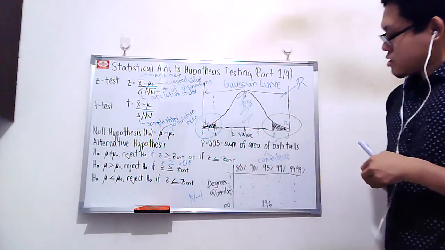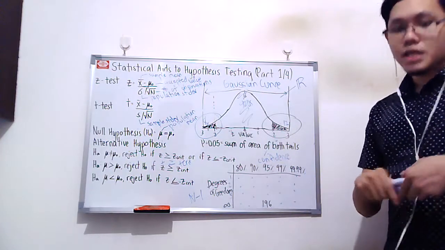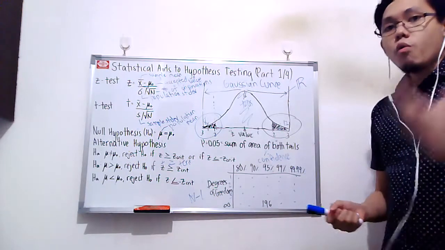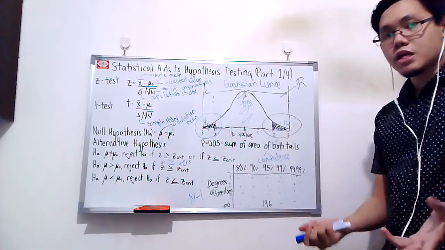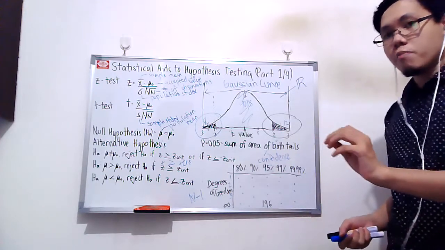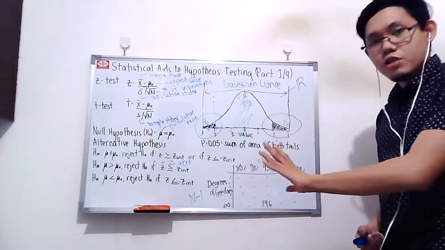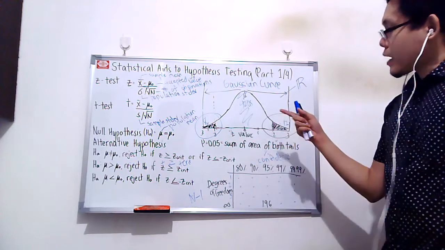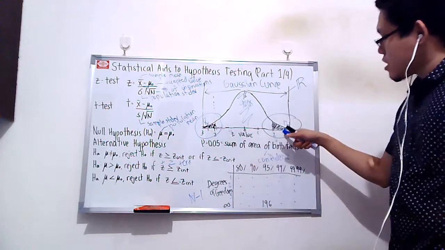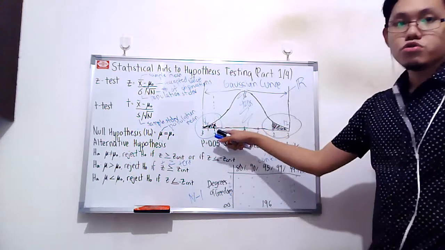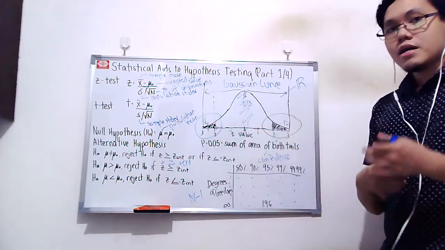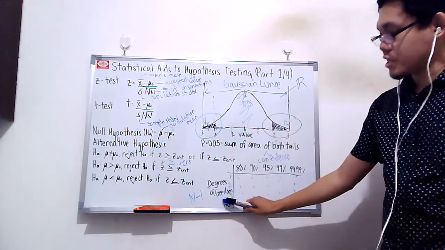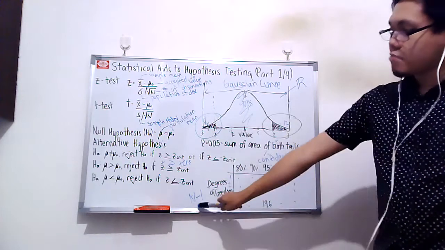So tatandaan niyo lang sa hypothesis testing, pinoprove mo lang kung significantly different yung value na nakuha mo sa isang value. So, in this lesson, it is a reference value. So, kapag lumagpas na siya dun sa critical values, dun mo lang masasabi na siya ay significantly different based on the degrees of freedom. So, degrees of freedom is n-1.